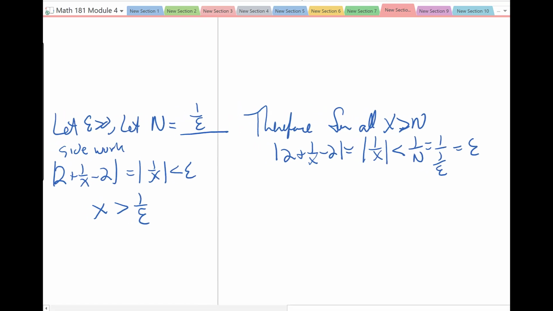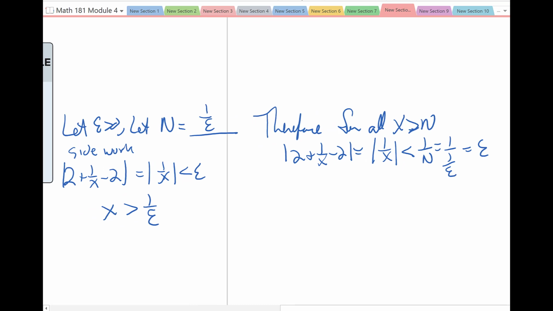So let me kind of put it all on the screen if I can. Again, this is side work off to the side here. Let epsilon be greater than 0. Let n equal something that we come up with, and we came up with it down here, and that was 1 over epsilon. Therefore, for all x greater than n, this is my f of x minus the L, equals 1 over x, which is less than 1 over n, which equals 1 over epsilon, because n is 1 over epsilon, which is our epsilon.